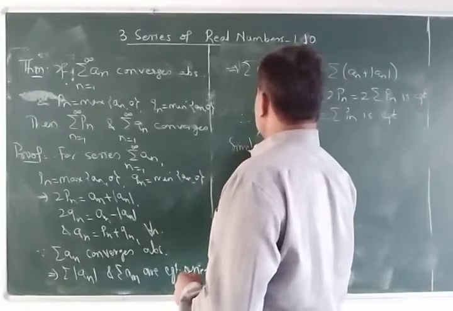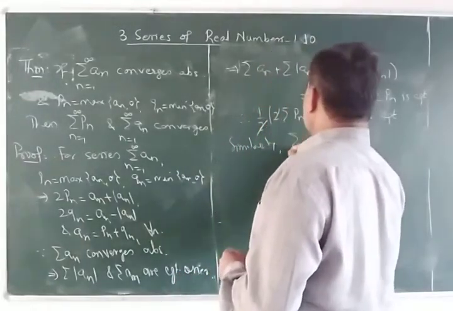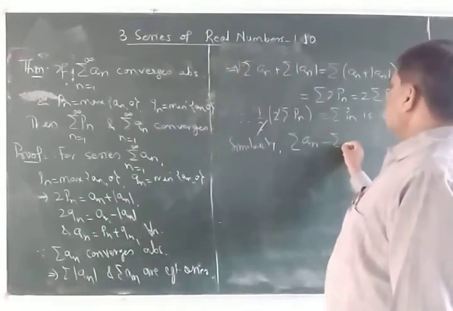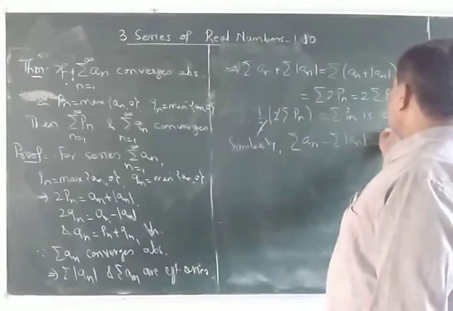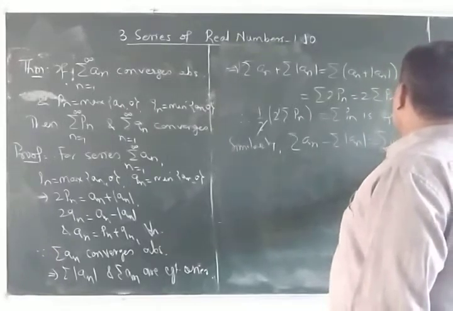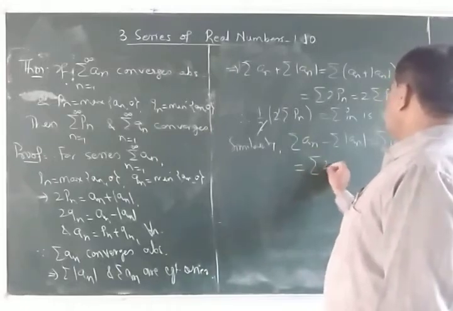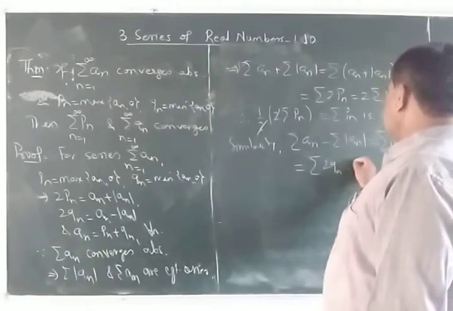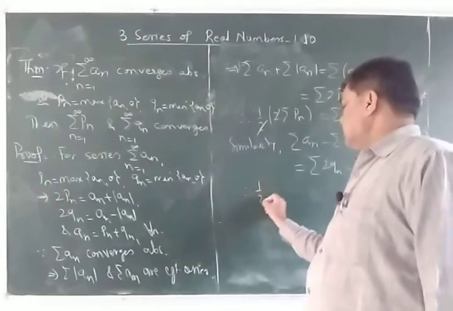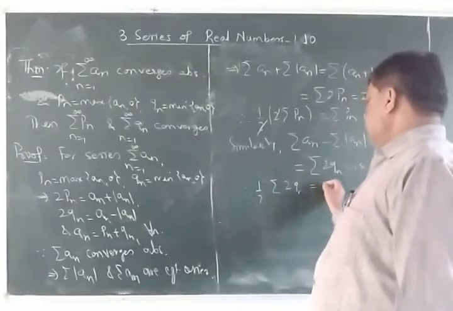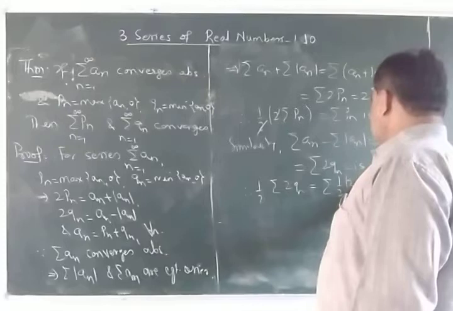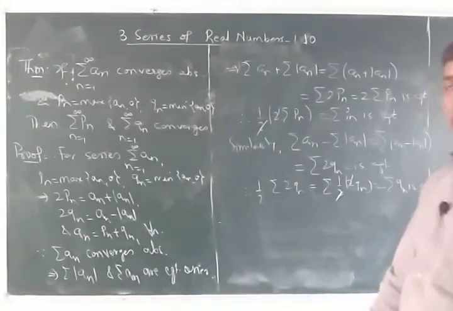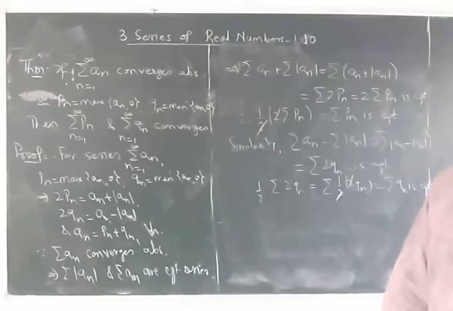Similarly, summation a_n minus summation mod a_n is equal to summation of a_n minus mod a_n, which is equal to summation of 2Q_n, is convergent, and therefore summation of half into 2Q_n is equal to summation Q_n, is convergent. Okay. Thus the result is proved.